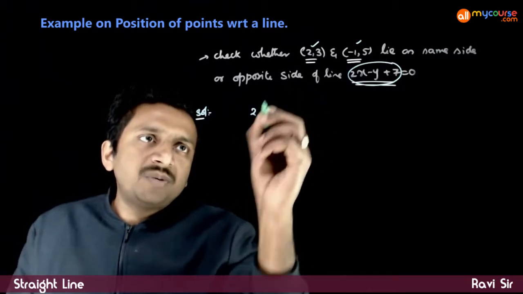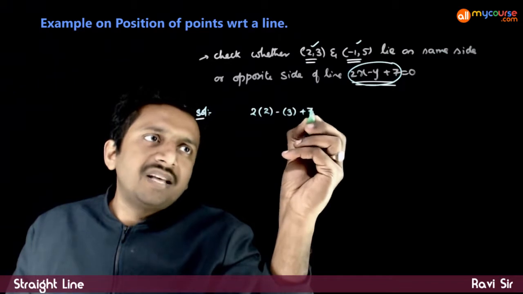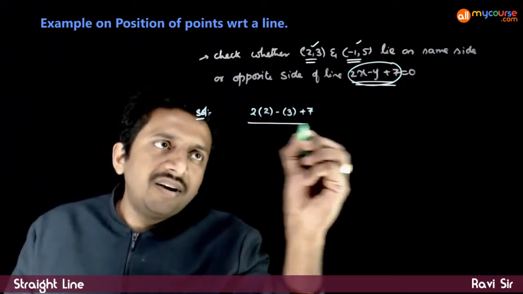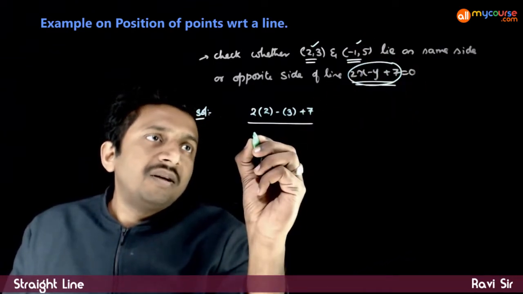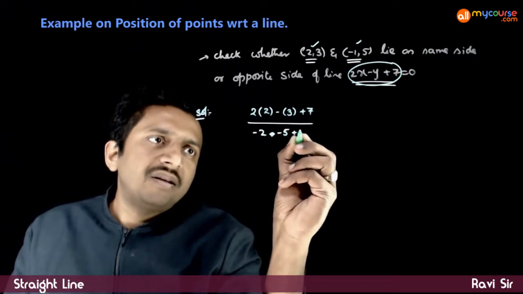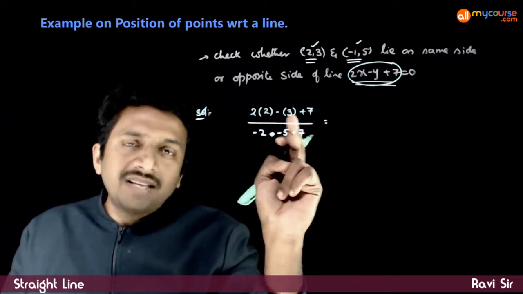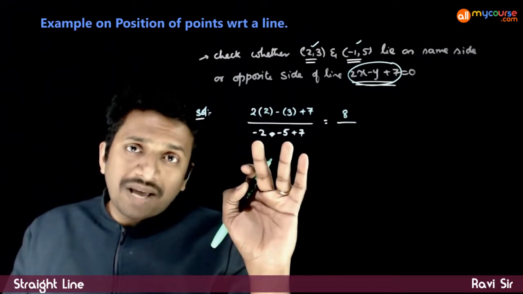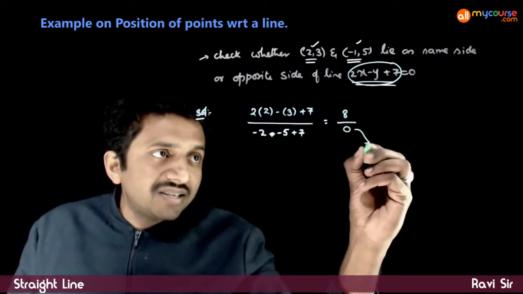So let us substitute the first point, (2 × 2) - 3 + 7, that's the first point substituted in the line, divided by, let us substitute the second point, (2 × -1) - 5 + 7. So the numerator is 4 - 3 + 7, which is 8. The denominator is -2 - 5 + 7, which is 0. So the denominator is 0.